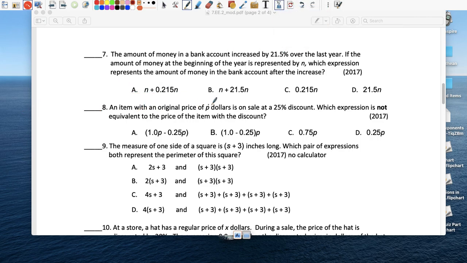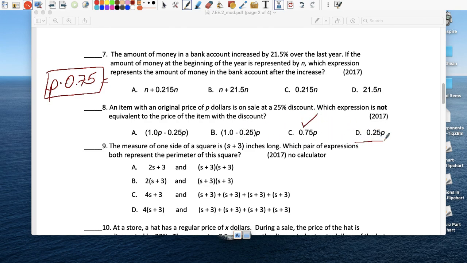An item with an original price of P dollars is on sale at 25%. Which expression is not equivalent to the price of the item with discount? So if you buy something and you get a discount of 25% and you want to find your total, that means you're responsible for 75%. So that would be the expression you use to find the total. So which one is not? So this one is okay.